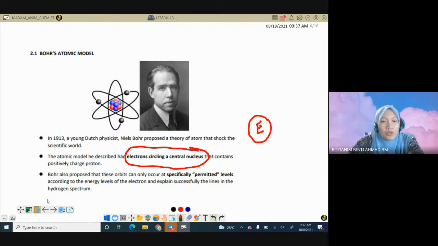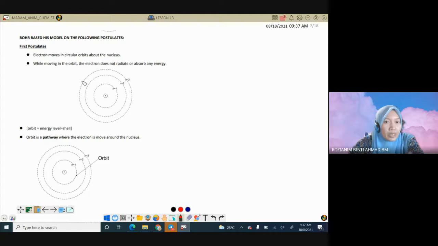Okay, so it consists of 3 postulates. Okay, so the first postulate, I already stated that electron is always moving around its orbit and belongs to the shell. So kita boleh panggil dia orbit ataupun kita boleh panggil the number of the shell. So you must understand the definition. So this orbit refers to the pathway in which the electron moves.